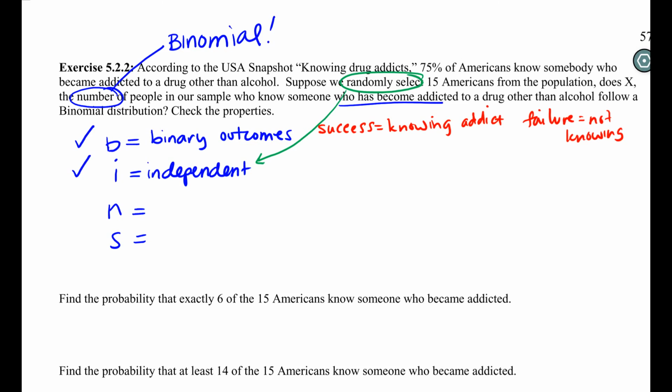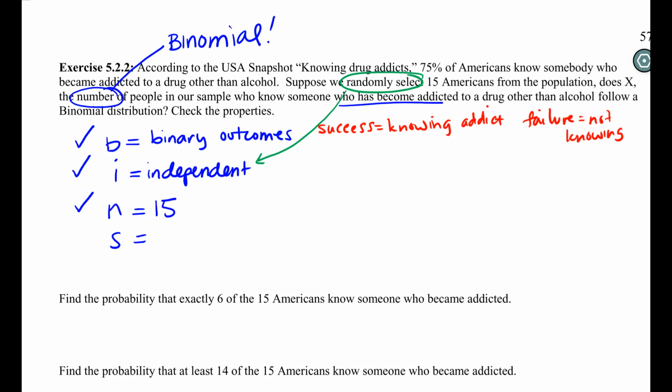The N in the BINS formula is just what is our sample size, what is our number of trials, our number of observations. So here we have 15. This is important because remember, we need a fixed number of trials. We can't be pulling people until we get to a certain number. We need to say we're pulling 15 people. Let's talk about the number of people who know someone. So this is also good.